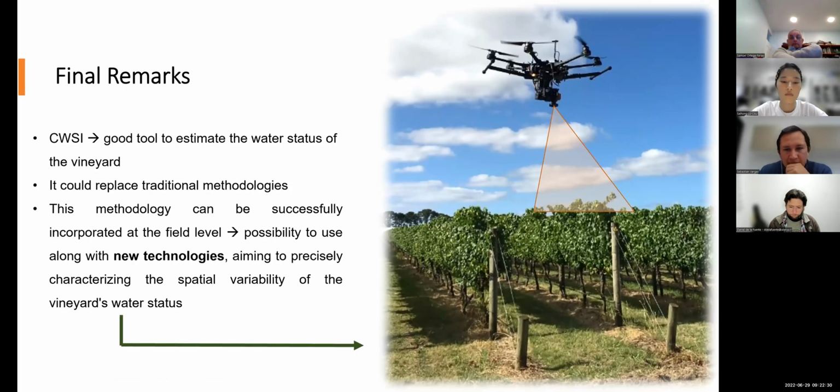And concluding the work, we can say that the crop water stress index is indeed a good tool to estimate water status of the vineyard and has the potential of replacing the traditional methodologies, especially when we consider the inclusion of new technologies, such as the use of UAVs along with high-resolution thermal cameras, which will allow us to precisely characterize the spatial variability of a greater area in comparison to the measurements carried out in this work that, even though are precise, are only able to consider a certain area.